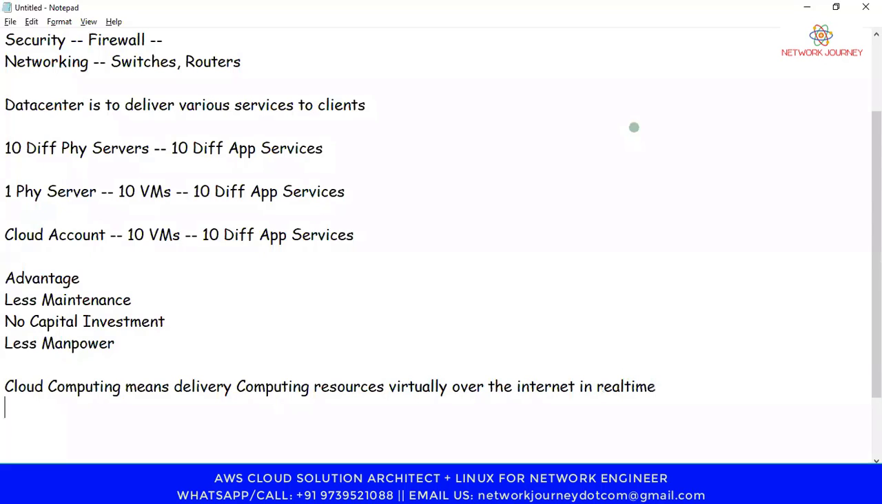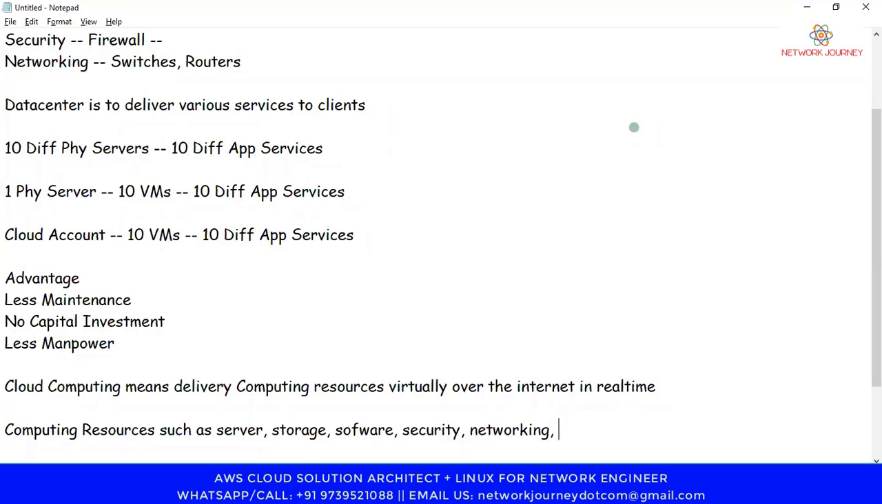Computing resources, which I mean to say, are resources such as server, storage, software, security, and database and everything. These are all the computing resources which I mentioned, but all will be in virtual form. So got it, friends?